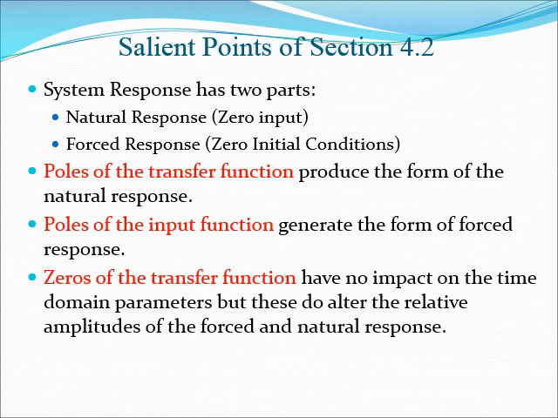Last time we discussed that the poles of the transfer function produce the form of the natural response, and the poles of the input function generate the form of the forced response. For example, if our input is R(s), a step function equal to 1 over s. Now here is a pole at 0, s equal to 0. So this pole at s equal to 0 will generate the form of the forced response.